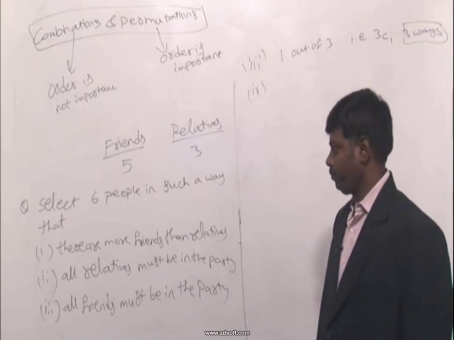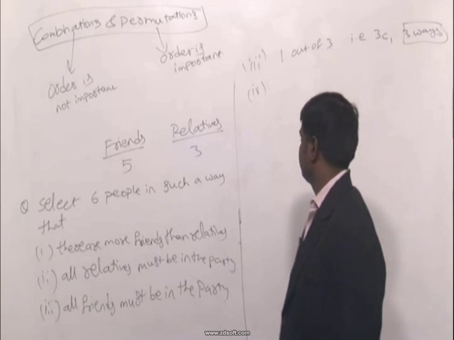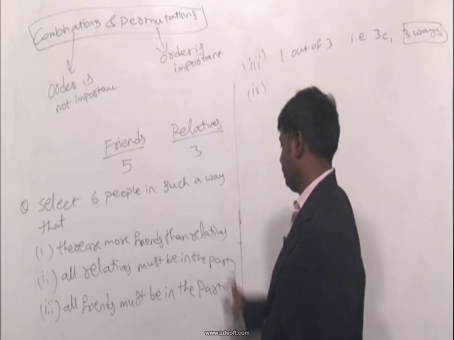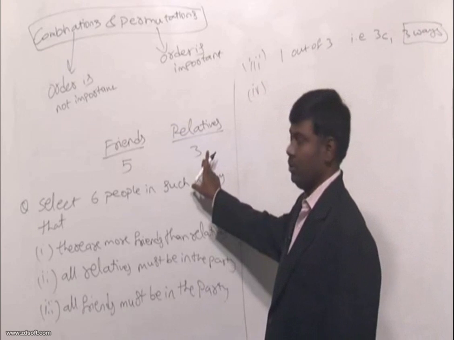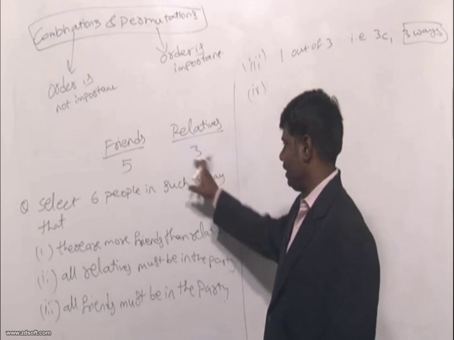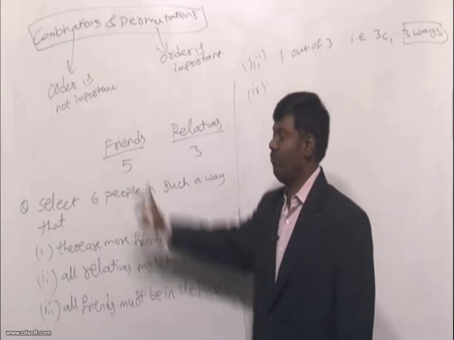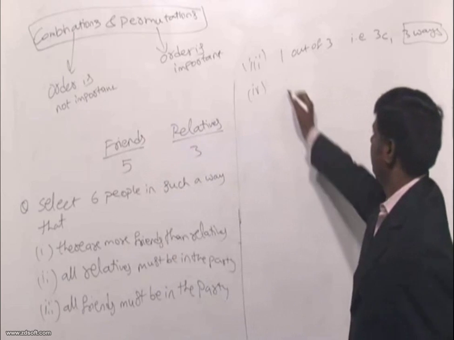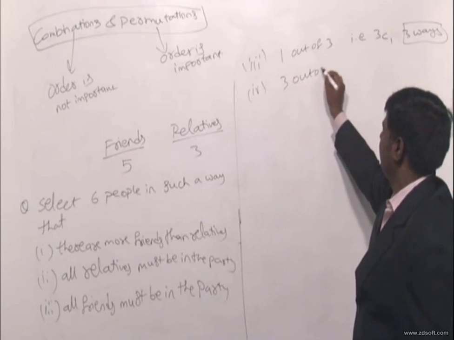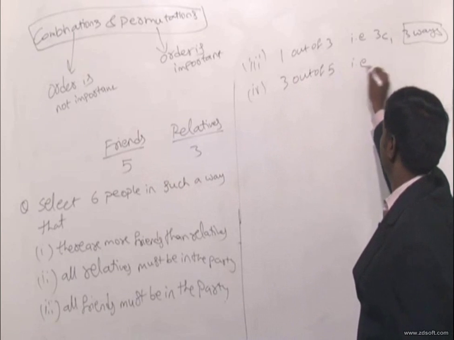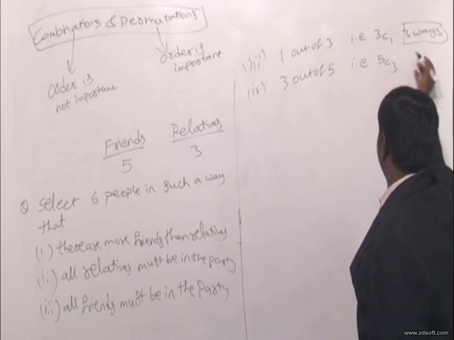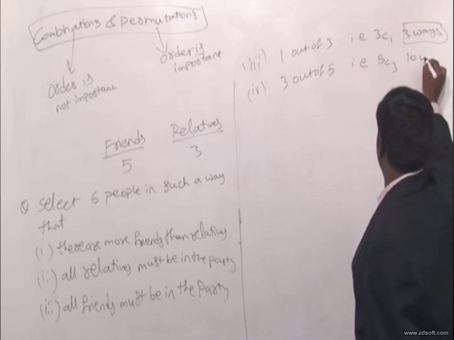Next, consider this case. All relatives must be in the party. So 3 are already selected. You need how many more? 3 more. So 3 out of 5, that is 5C3, 10 ways.